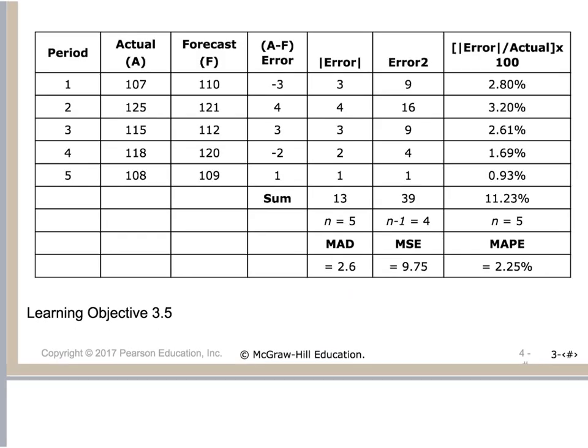And now I'm just coming up to the summary here. This is just an example where it takes you through all the different steps, where you have the actual, you have your forecast, you calculate your errors, and then you determine your MAD, your MAPE, and your MSE.